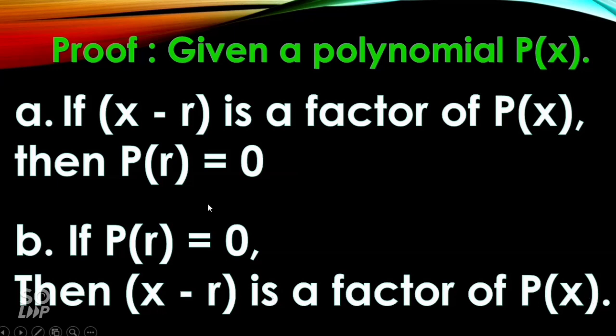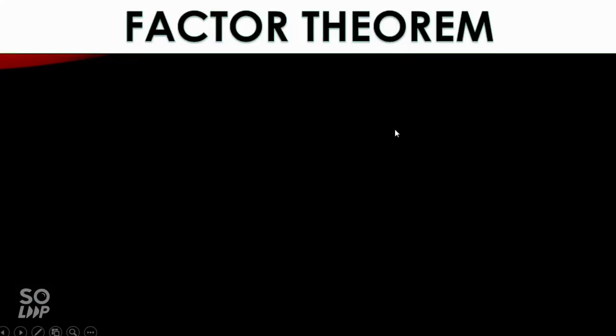Okay, letter B. If p of r equals 0, then x minus r is a factor of p of x. Okay, same lang din ang ibig sabihin. Binaliktad lang yung statement na if p of r is equal to 0, then x minus r is a factor of p of x. Okay, isa-summarize lang natin na kapag yung p of x dinivide doon sa x minus r or sinubstitute natin yung x minus r doon sa p of x, which is kapag ang result is 0, factor. Kapag hindi 0, hindi factor.